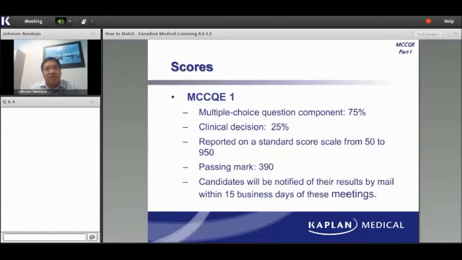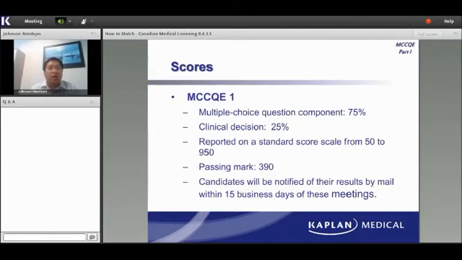Now, the total score is calculated in the MCC QE1 by combining the multiple choice questions and the clinical decision making components. The MCQ component accounts for about 75% of the score, and the remaining 25% will be allotted for the CDM, or the clinical decision making. The QE1 results are reported on a standard score scale that ranges from 50 to about 950. Now, the pass mark is set at 390.